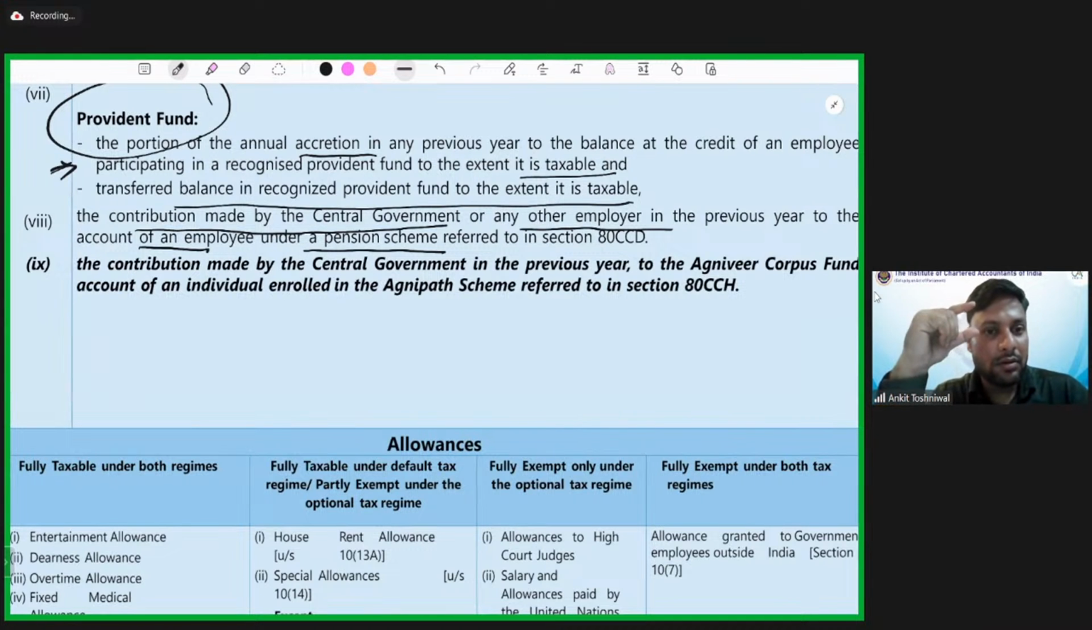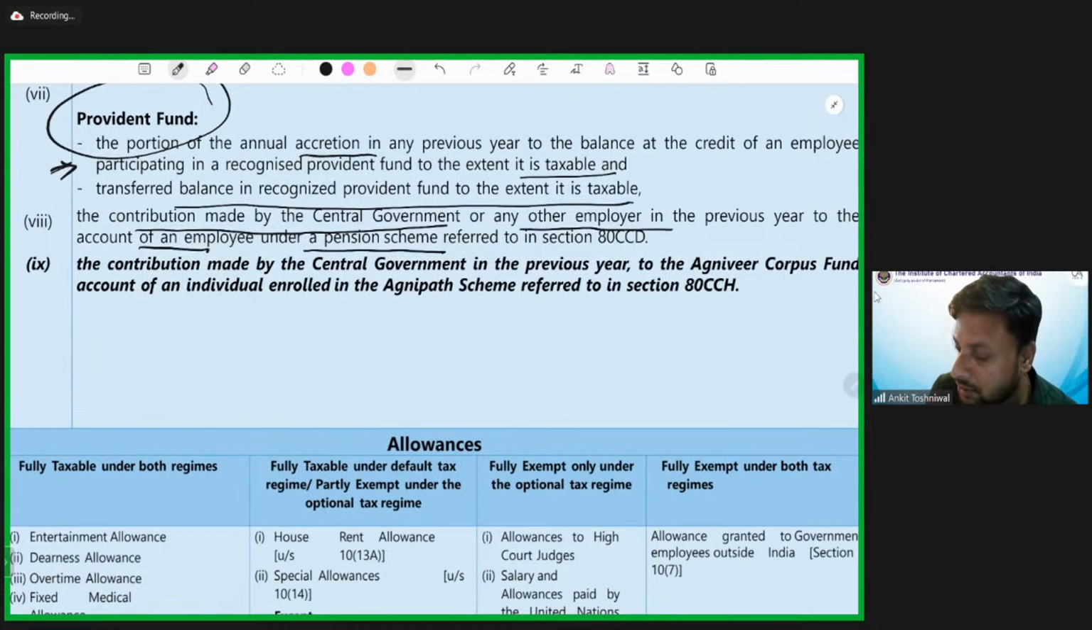There is a pension fund in which the government also makes a contribution, you also make a contribution. Okay? So that also becomes part of the salary. Which part? The part which the employer pays becomes part of salary. Why is the employer making the payment to or contributing to that fund? Because there is an employer-employee relationship. That's why it also becomes part of salary.